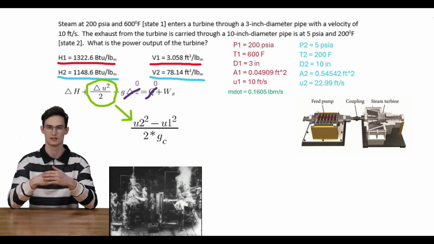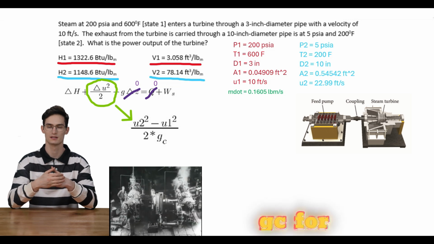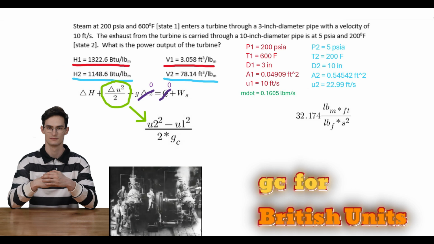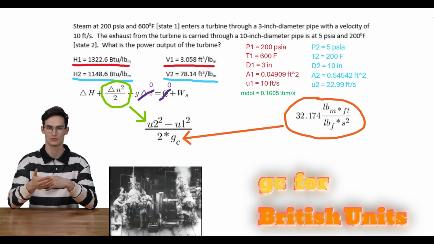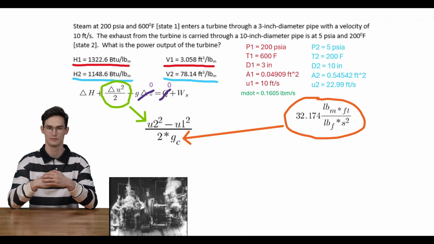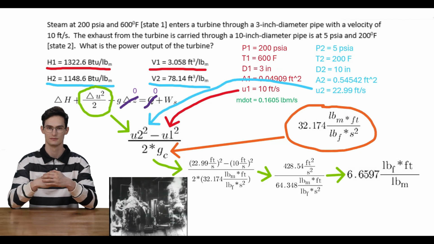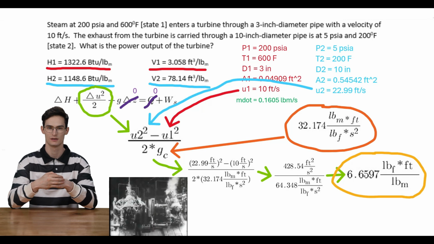This is equal to velocity of state 2 squared minus velocity of state 1 squared divided by the product of 2 times the g-c conversion factor. Since British units are used, a g-c conversion factor is needed. The g-c conversion factor is 32.174 pound mass times feet divided by the product of pound force times second squared. Plug in the velocity values and solve for this part of the main equation. This value is determined to be 6.6597 pound force times feet divided by pound mass.